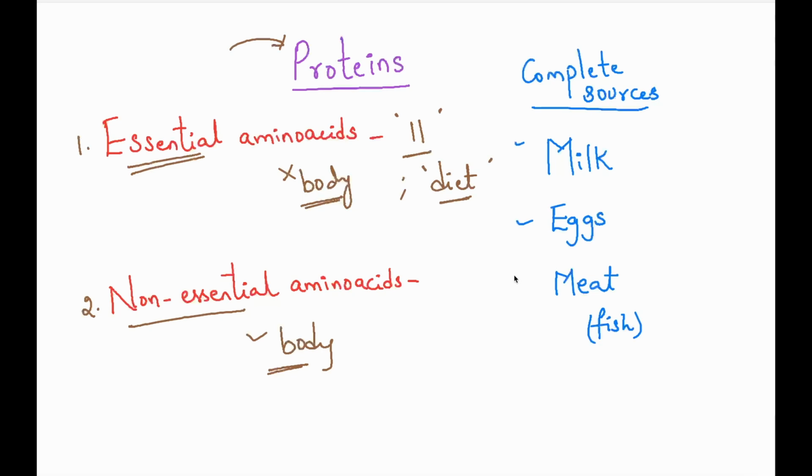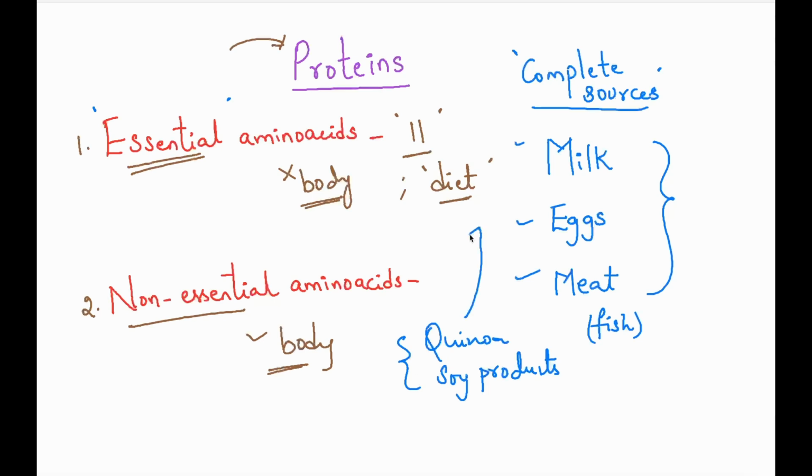Milk, eggs, and meat products like poultry and fish are usually considered complete sources of protein. Whenever we consume these foods, our body can get all the essential amino acids that it requires to produce the proteins. We also have quinoa and soy or soybean based products, which are also good sources of these essential amino acids. So these are also considered complete sources of protein, because when we consume them, we are essentially getting all the 11 essential amino acids.